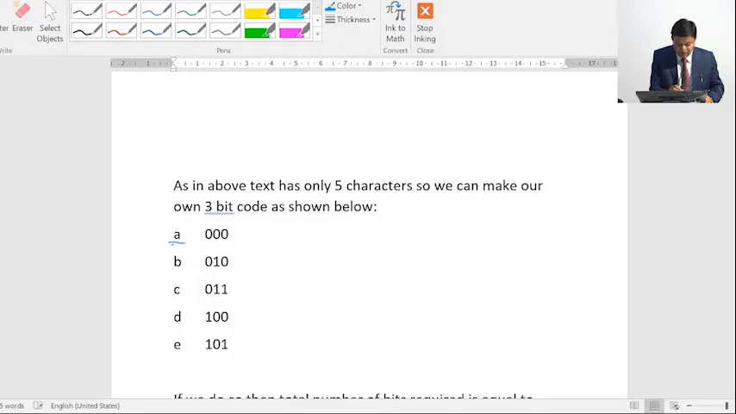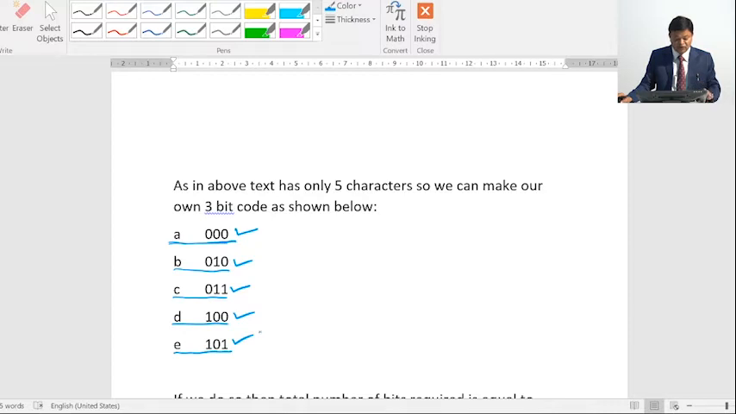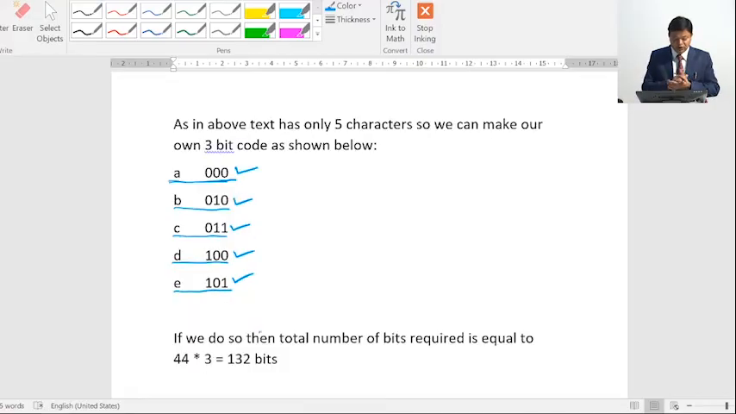So, for A we have a 3-bit code 000, for B 010, for C 011, for D 100 and for E 101. We have decided that these will be the 3-bit codes for A, B, C, D and E, because in this text we were only transmitting A, B, C, D and E. Now, what will be the total number of bits to be transmitted? Since there are 44 characters and every character is taking 3 bits.